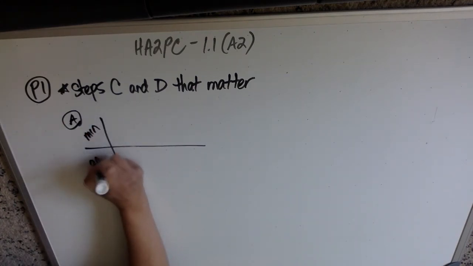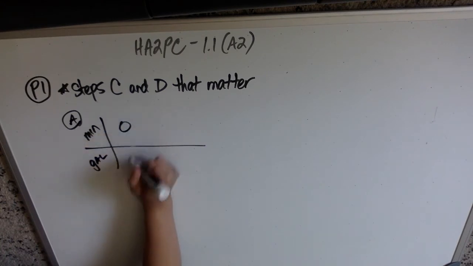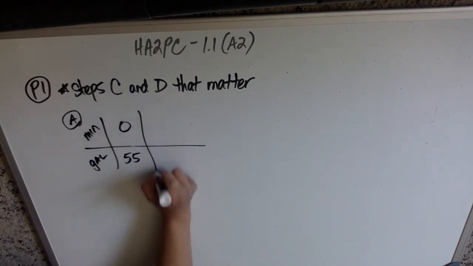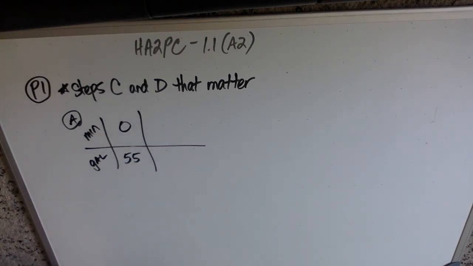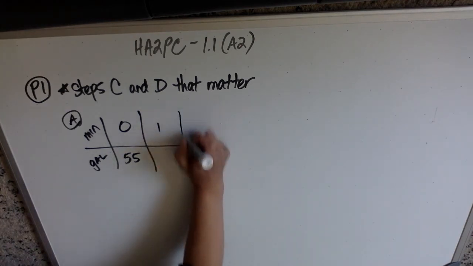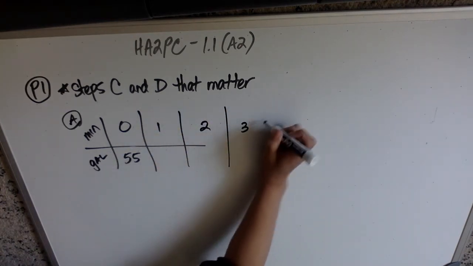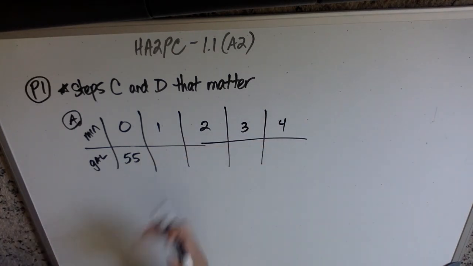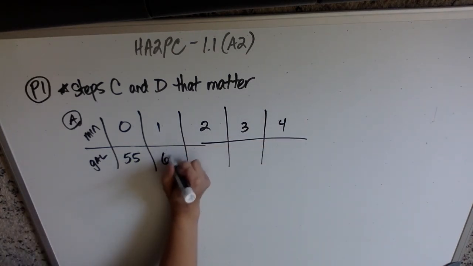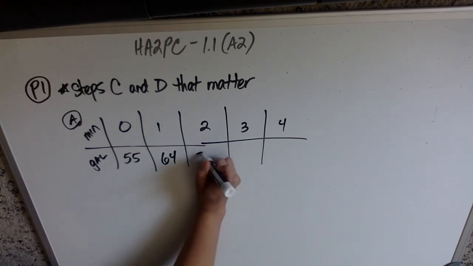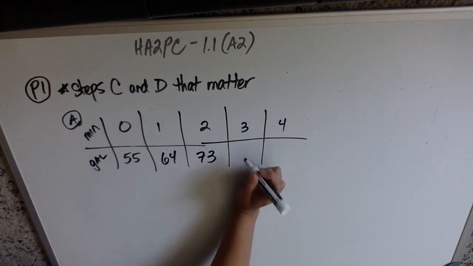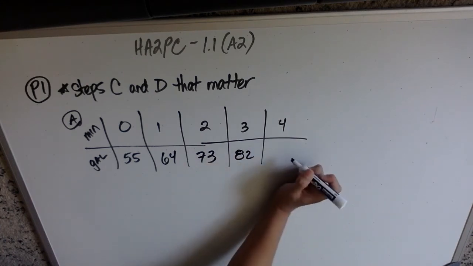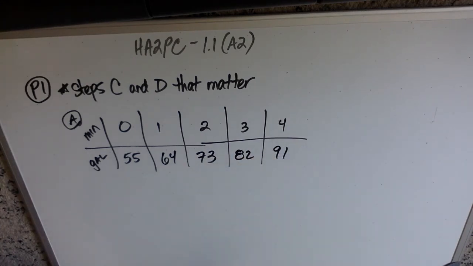And we have gallons. So at 0 minutes, there are 55 gallons already in the tank, right? And then at every subsequent minute, every minute after, we gain an additional 9 gallons, right? So at minute 1, you would add 9 gallons to the 55 and you would get 64. And then at minute 2, you'd add 9 and get 73. And at minute 3, you'd add 9 and get 82. And at minute 4, you'd add 9 and get 91. Okay? I'm asked to graph this.